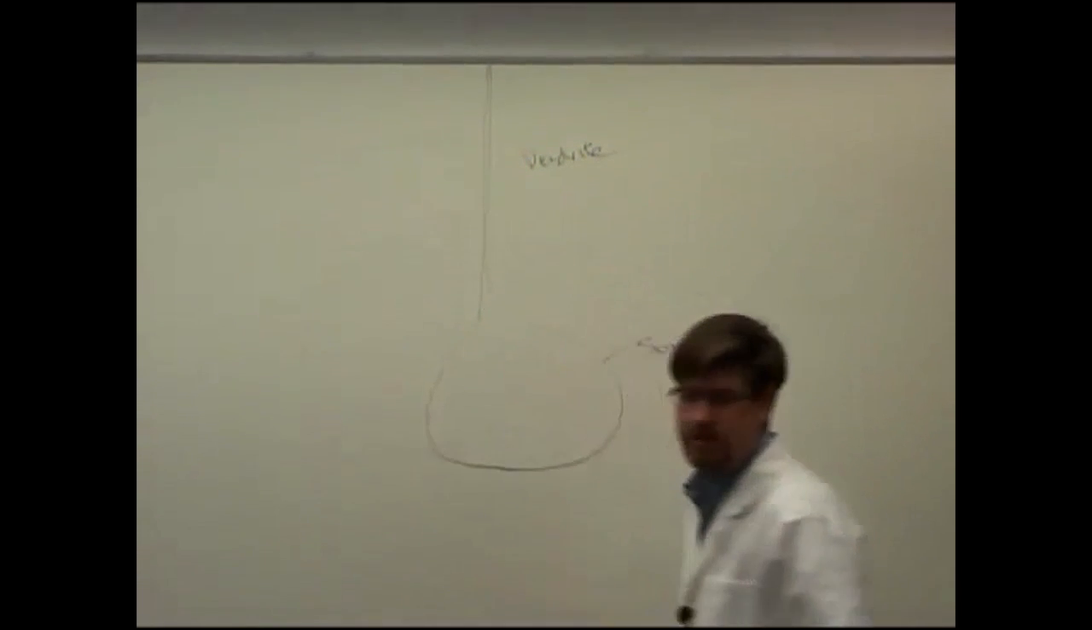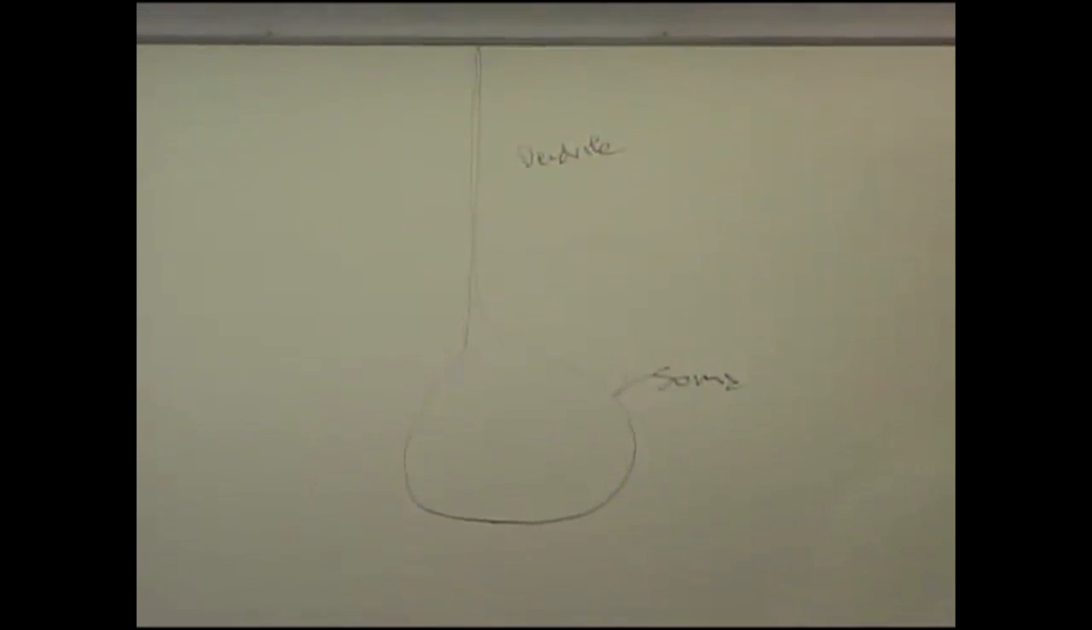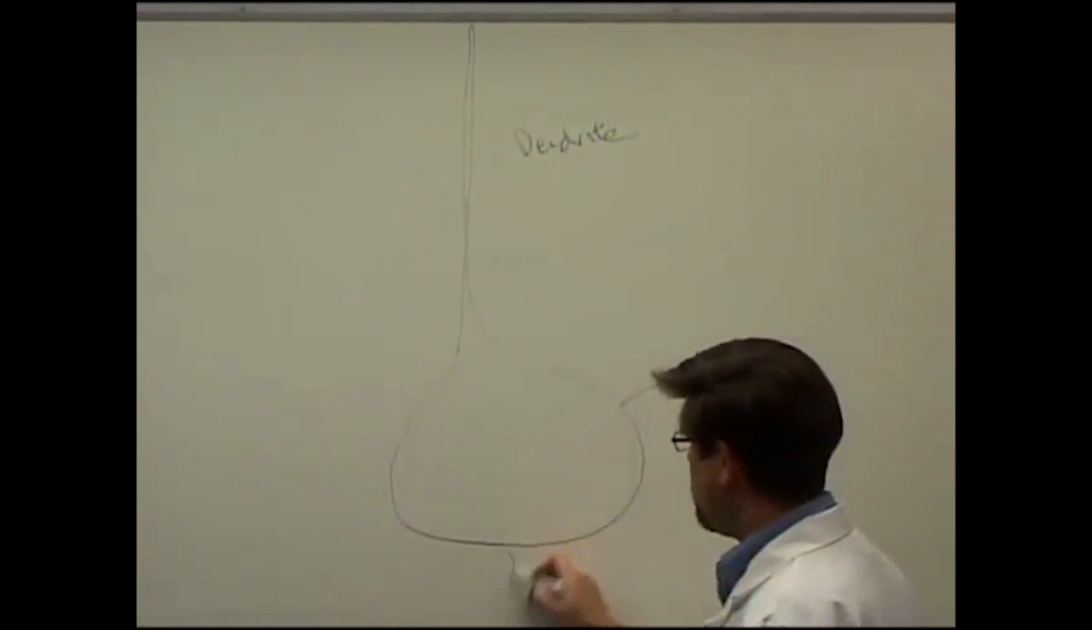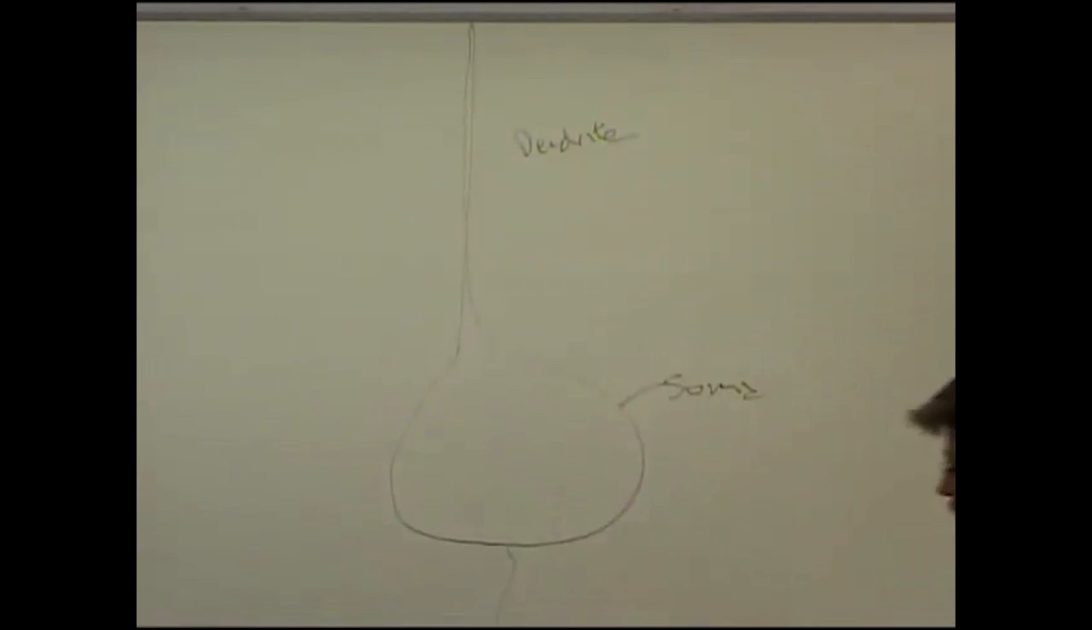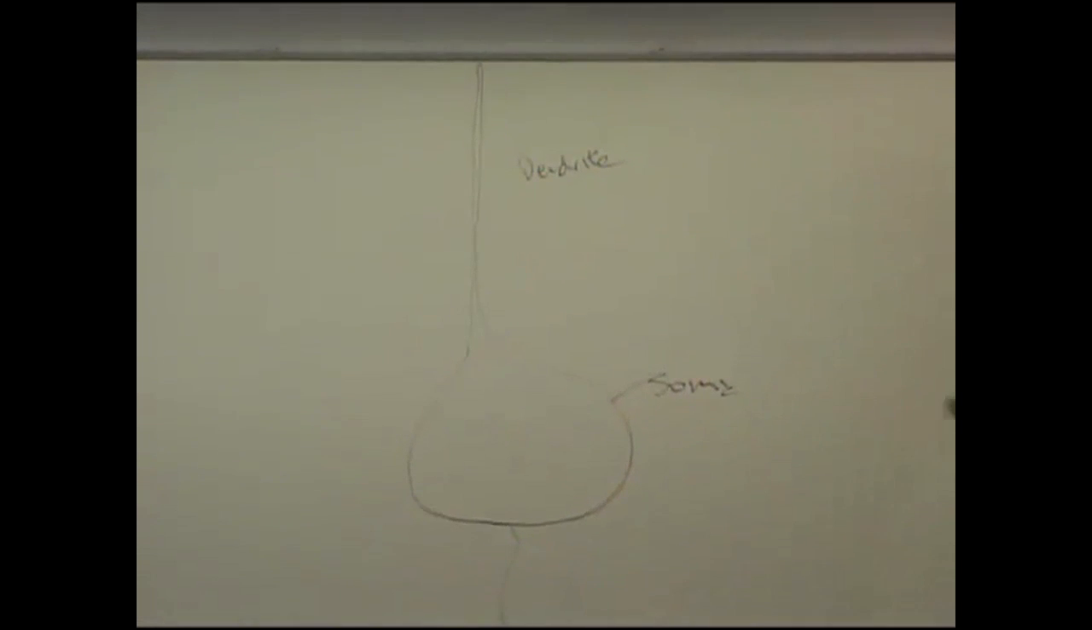Does anybody know what the term dendrite means? Tree. That's right. So it's sort of the tree, and then coming out the bottom, does anybody know what this is called? The axon. Yeah.